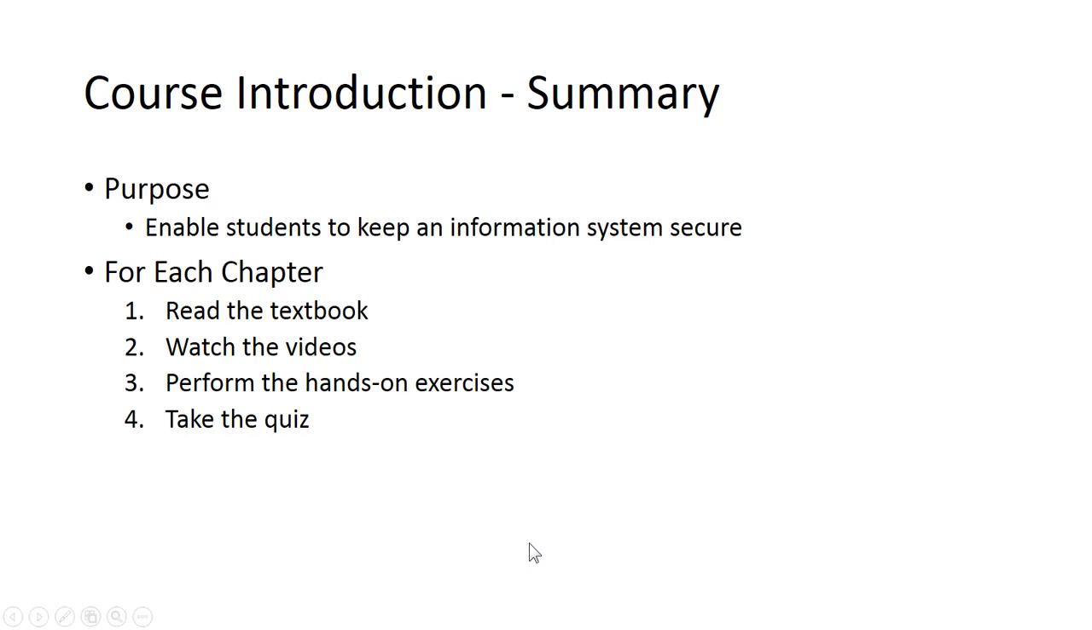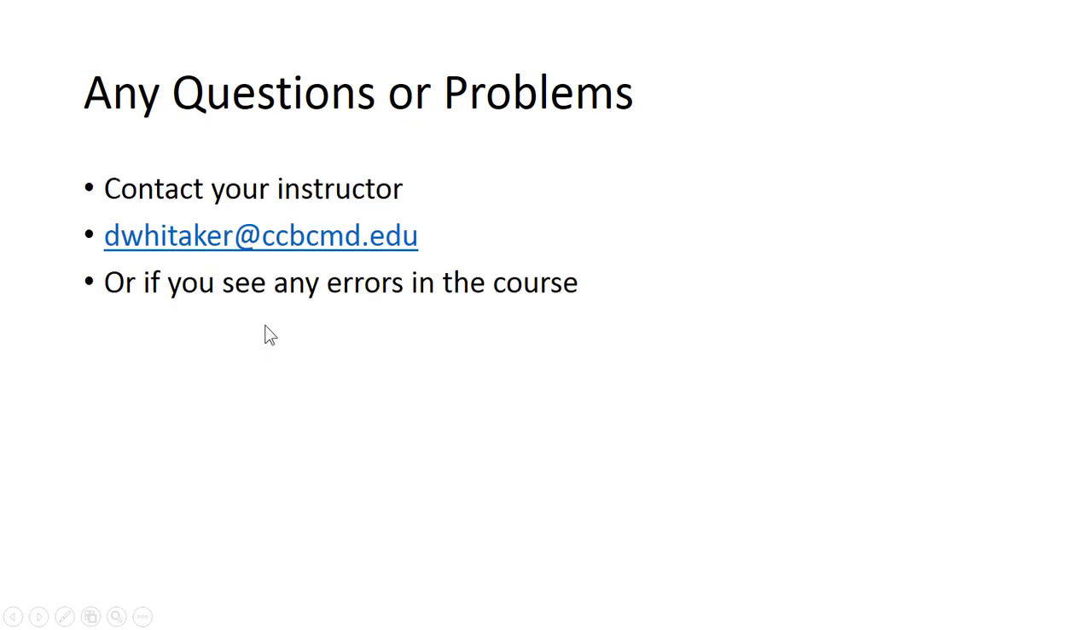In summary, we saw that the purpose of the course is to enable students to keep an information system secure. And then for each chapter, you have 4 things to do. Read the textbook, watch the videos, perform the hands-on exercises, and take the online quiz. If anybody has any questions or any problems, please email me, or if you see any errors in the course, please let me know so I can fix them.